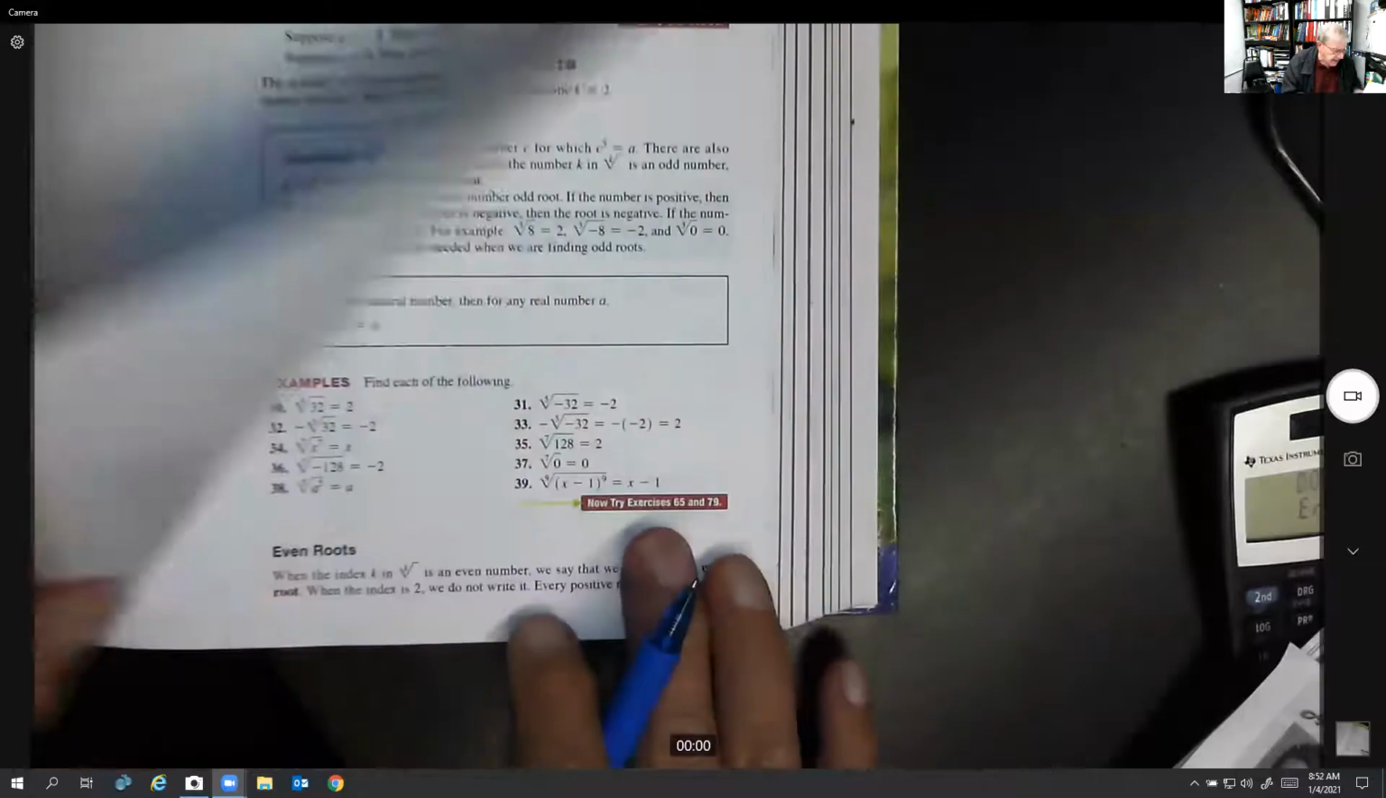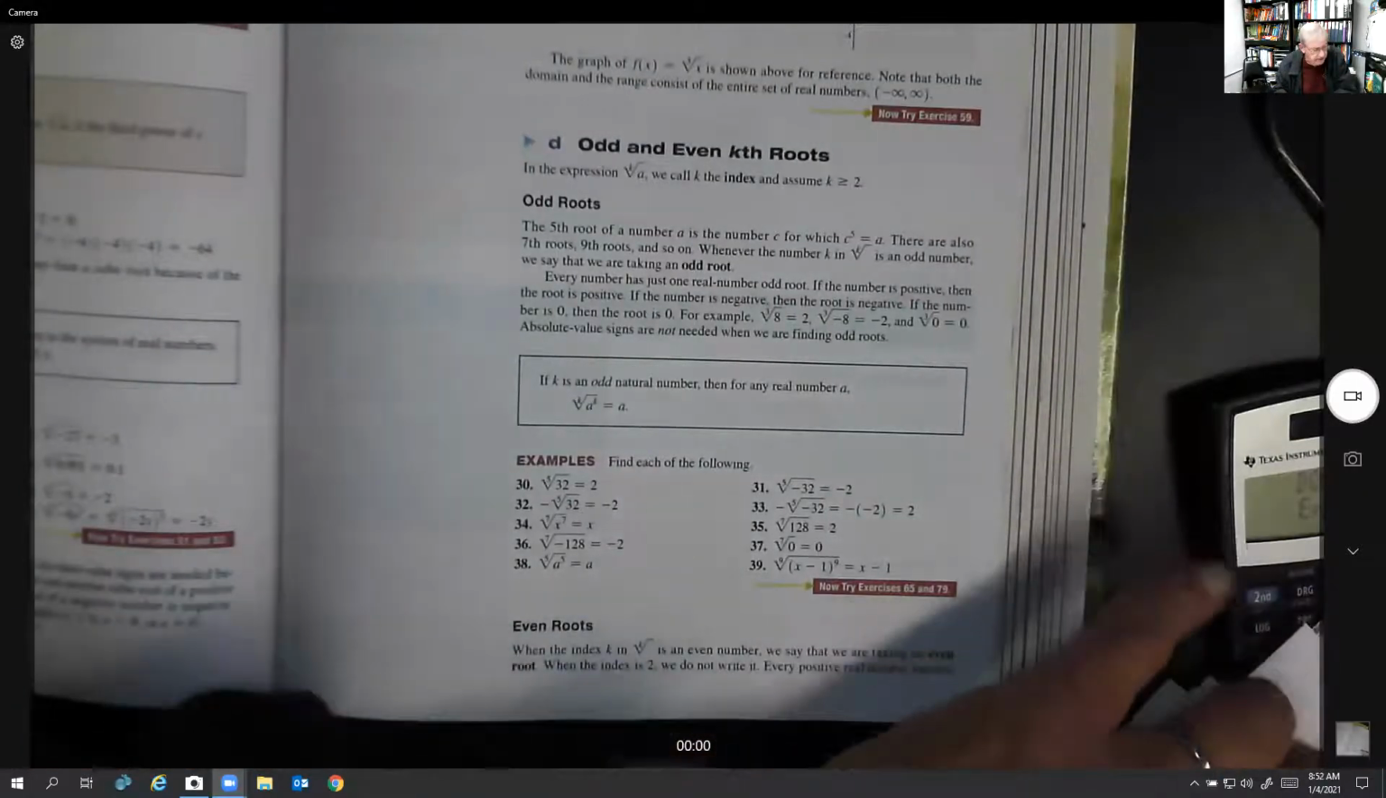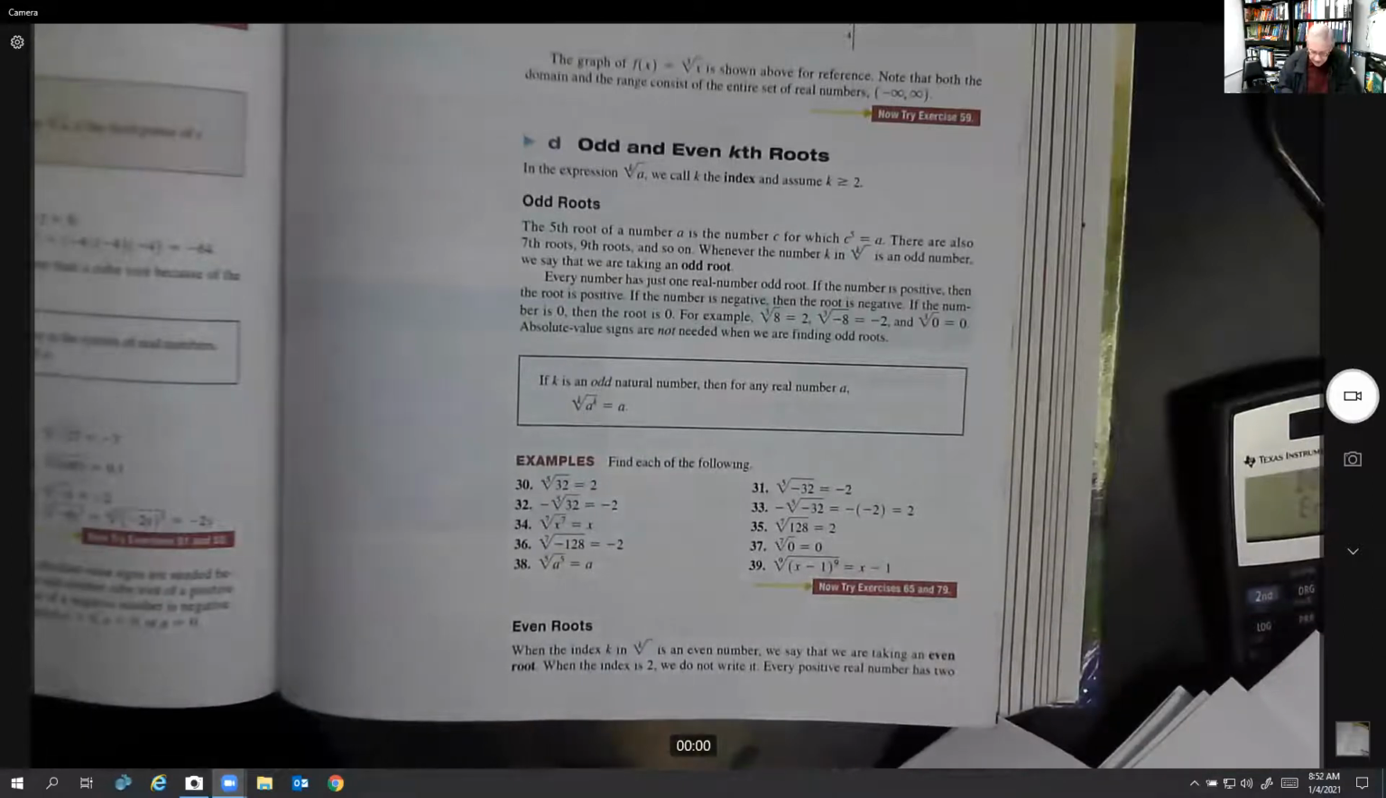We mentioned about a squared, so let's take a look at some problems here. Well, here they try to trick us a little bit. They're putting a negative number in here.